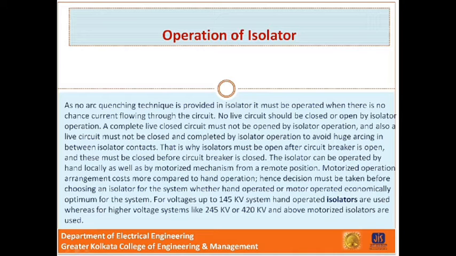The isolator can be operated by hand locally as well as by motorized mechanism from a remote position. Motorized operation arrangement costs more compared to hand operation, hence a decision must be taken before choosing an isolator for the system whether hand operated or motor operated is economically optimum. For voltages up to 145 kV, hand operated isolators are used, whereas for high voltages like 245 kV or 420 kV and above, motorized isolators are used.